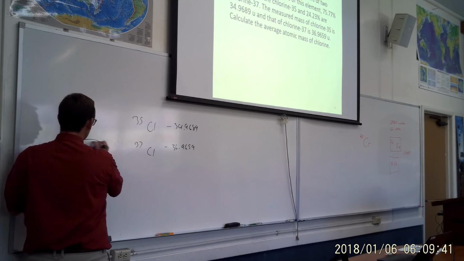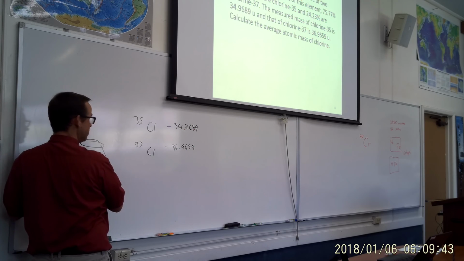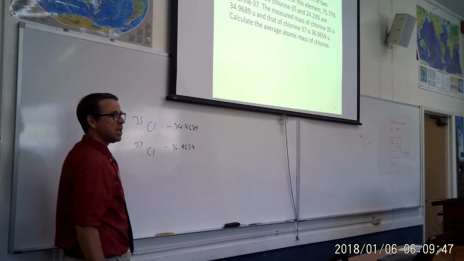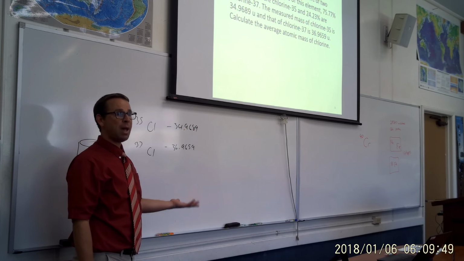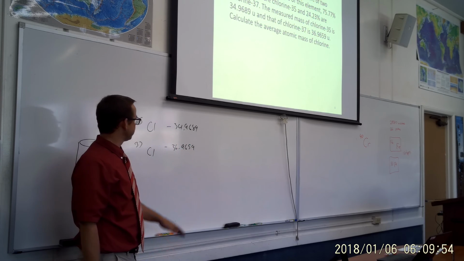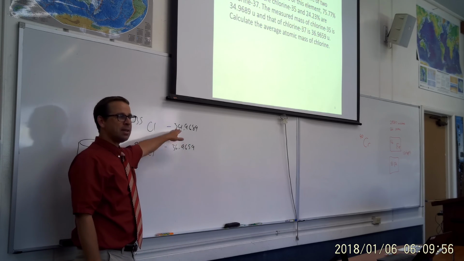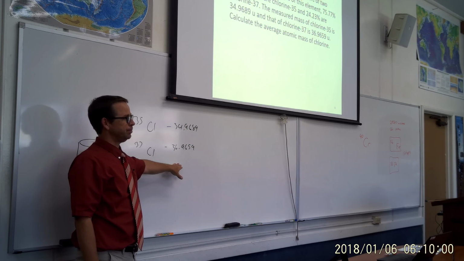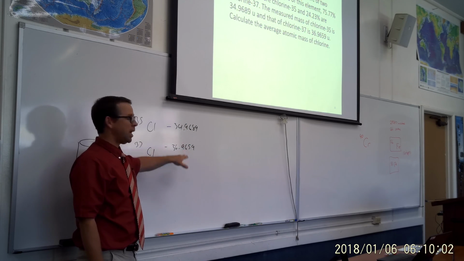If I had a bag of chlorine atoms, and half was 35 and half of it was 37, what would the average mass of an atom be when I pulled it out of the bucket? It would be these two added together, divided by what? Divided by 2. All right? That's how you would find the average of these two.